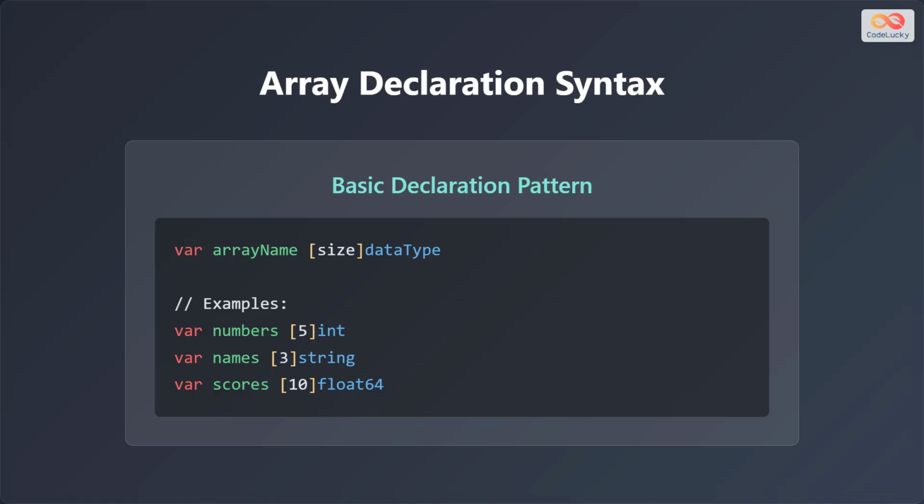Another example, var names [3]string. This declares an array named names that can hold 3 string values. And lastly, var scores [10]float64. This declares an array named scores that can hold 10 float64 values.